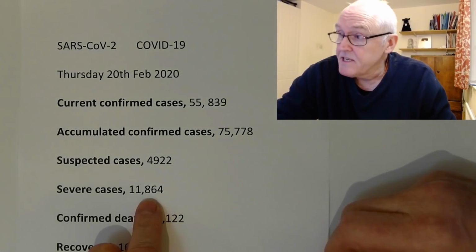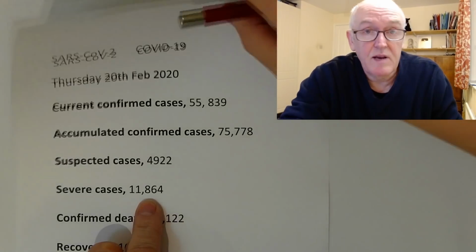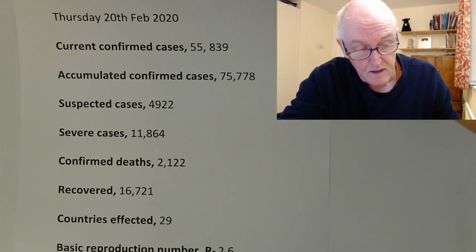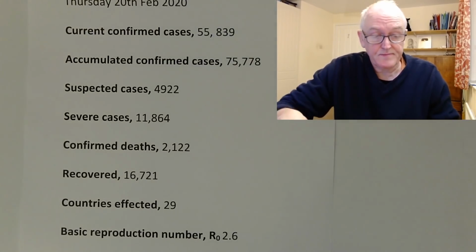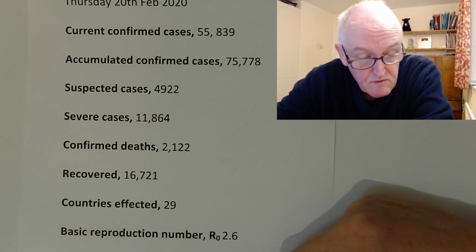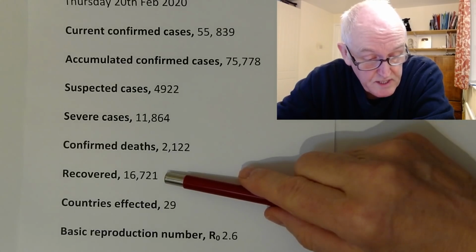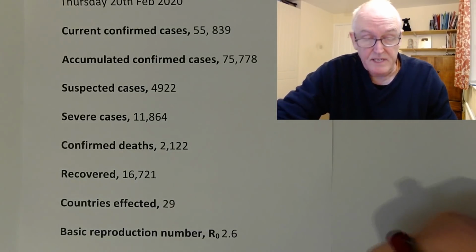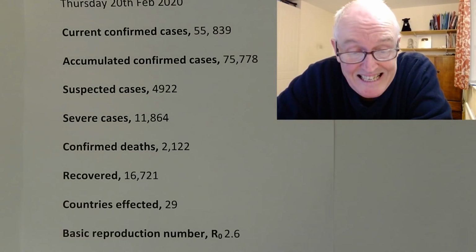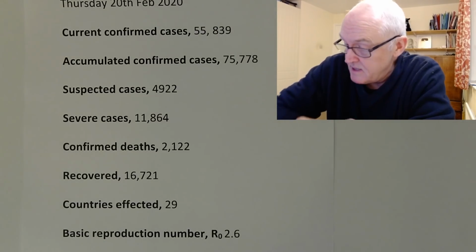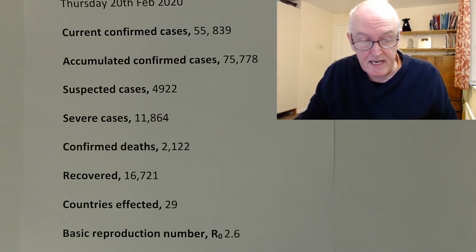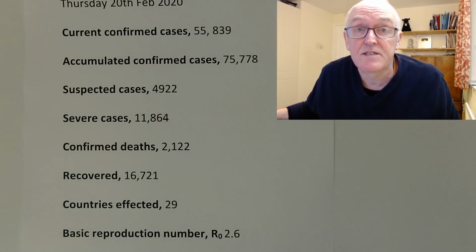Severe cases continues to concern me because we simply haven't got the medical facilities to care for a lot all at one time. Confirmed deaths. Recovered cases continues to rise, which is excellent. Countries affected 29. And the basic reproductive rate is still around about 2.6 as far as we can tell. Now I want to look at some news next and try and explain some of these figures.